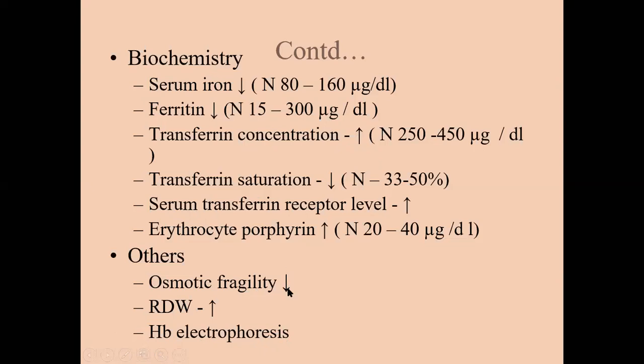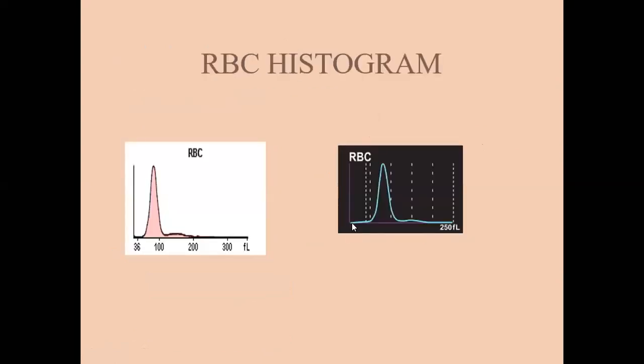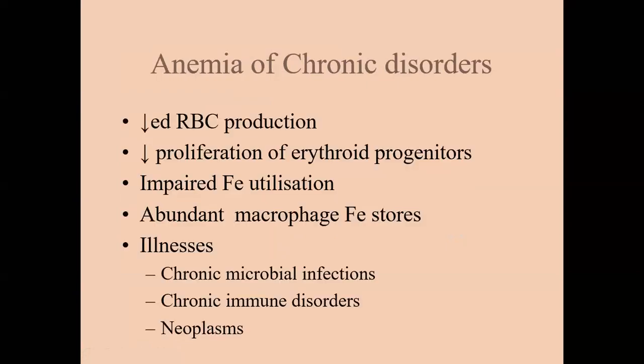Osmotic fragility is reduced. When I take hemolytic anemia, I'll teach about that. Then red cell distribution width is elevated. That is because the cell size varies. So this is a normal RBC histogram. It should fall between 80 and 100. In microcytic hypochromic anemia, the curve will be shifted to the left. So this is how the histogram looks like.